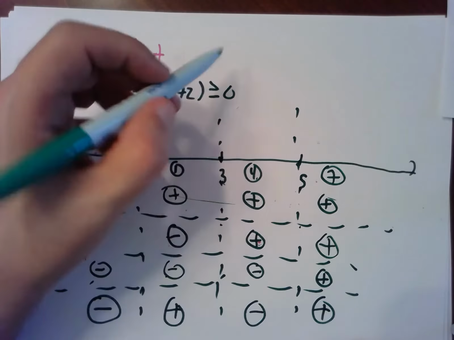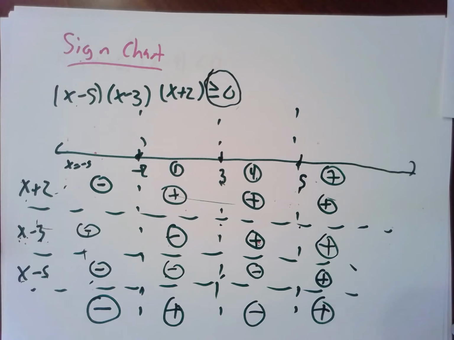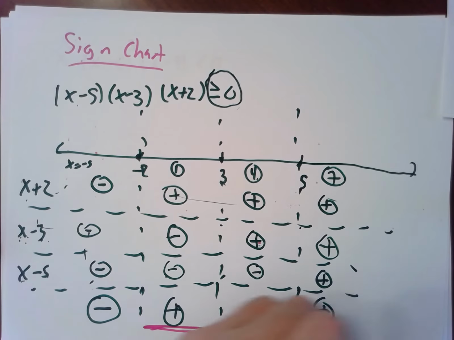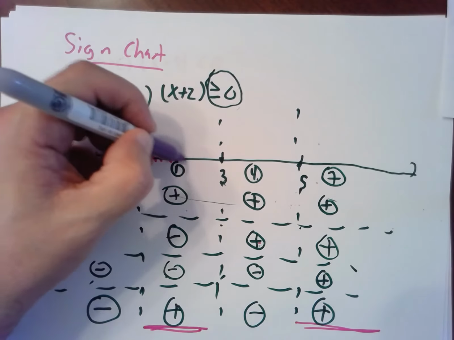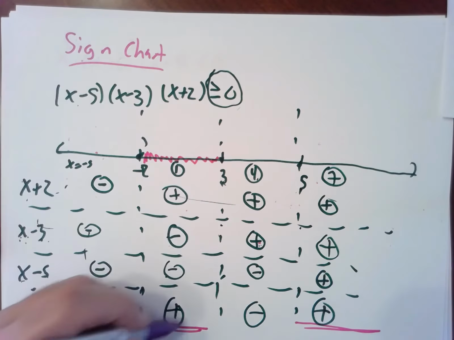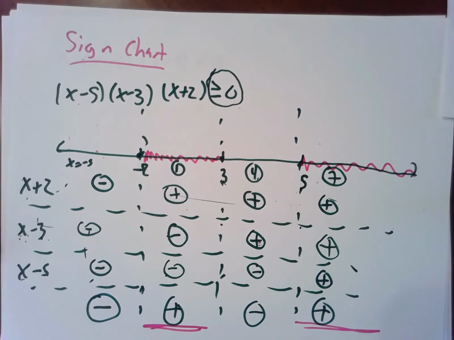Now, really for the first time, I look and see, what did I want? I wanted positives. So where did I get positives? I got positives here and here. So what region was that? That's everything in between here. Those were all positive. And everything over here was all positive.